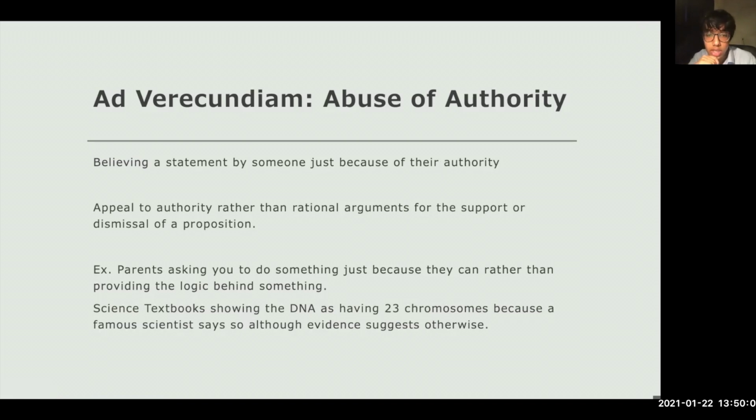Now, parents asking you to do something just because they can and because they're older than you. I have many parents say that, hey, don't ask me this question. I'm older than you. I know what's right for you. So they wouldn't explain what's going on. They'd rather just say, just do it. Often abuse of authority.